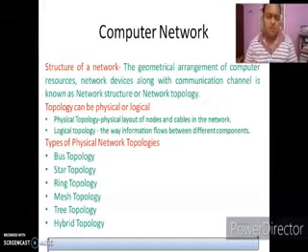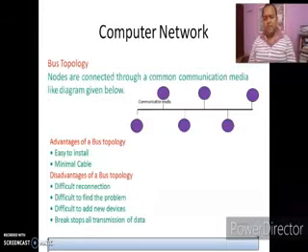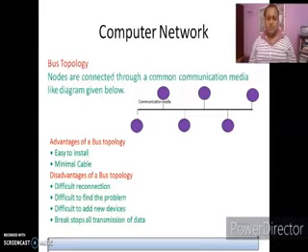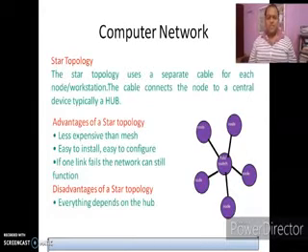Physical layout of the nodes and cables. There are 6 types: bus, star, ring, mesh, tree, and hybrid. In bus topology, a linear structure is there in which all nodes are connected, where we require a minimum cable length, easy to install. Next is your star topology, where a central hub is made, which in turn is connected with the wires to the other nodes.